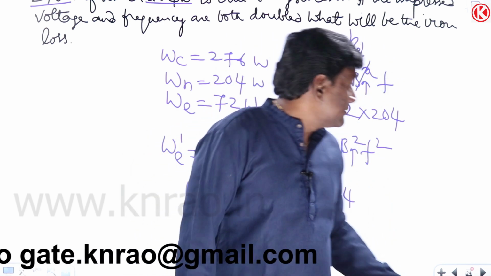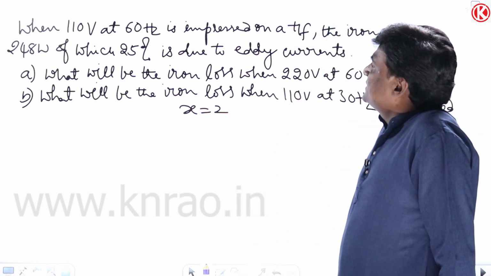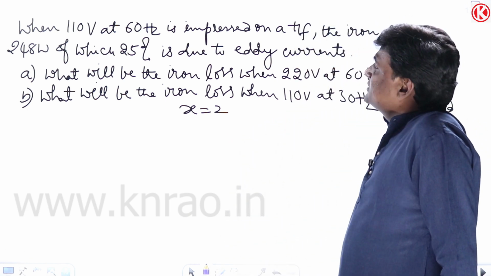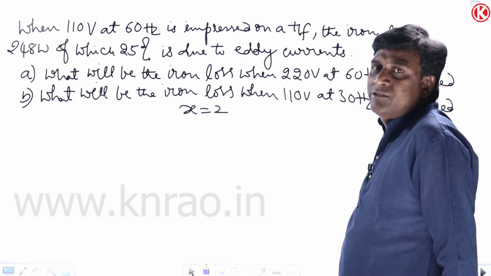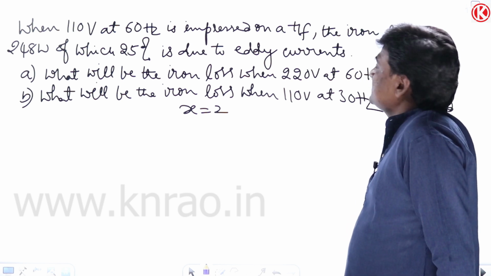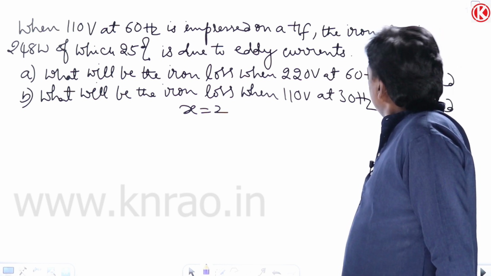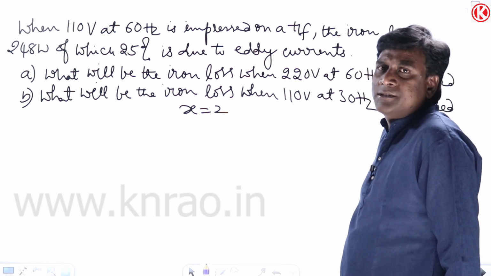Now let us think of, yes, this is the last question. When 110 volts at 60 Hz is impressed on a transformer, the iron loss is 248 watts, of which 25% is due to eddy current. Remaining 75% should be hysteresis. What will be the iron loss when 220 volts 60 Hz is supplied? What will be the iron loss when 110 volts 30 Hz is supplied? X equal to 2. Meaning that operation or design operation.